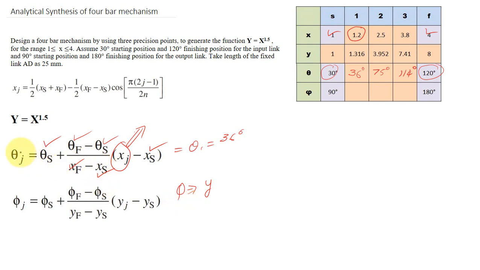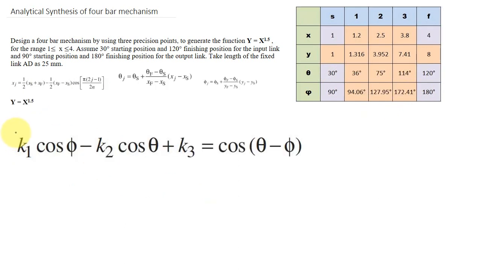In a similar manner, as we found the value of theta j, we can find the value of phi: phi 1 is equal to 94.06 degrees, phi 2 is equal to 127.95 degrees, and phi 3 is equal to 172.41 degrees.